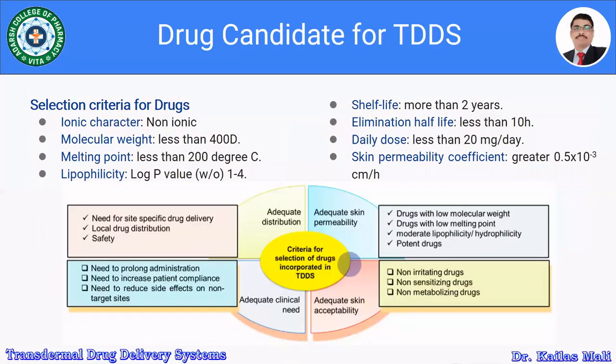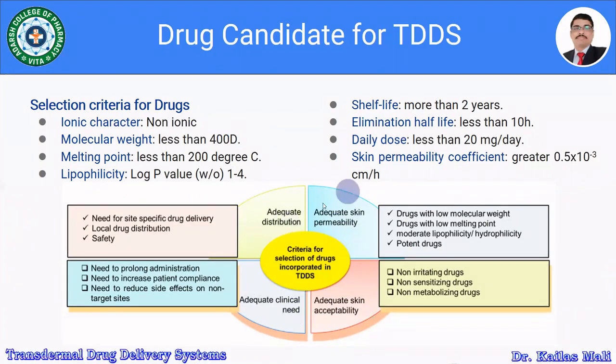Let us see the selection criteria for the drug. Here I have shown one image, that is the criteria for selection of drug incorporated in the TDDS. There are 4 important points which need to be considered while selecting the drug. Very first one, adequate skin permeability. Second one, adequate skin acceptability. Third one, adequate clinical need and adequate distribution.